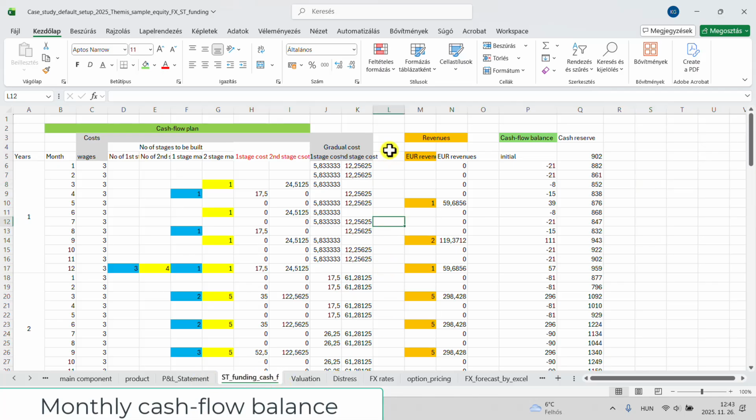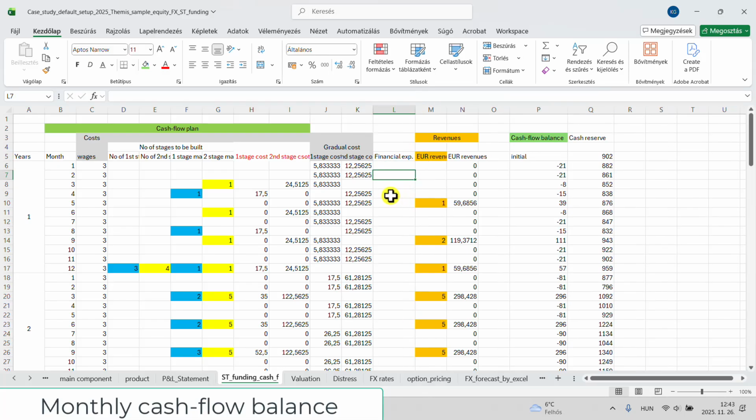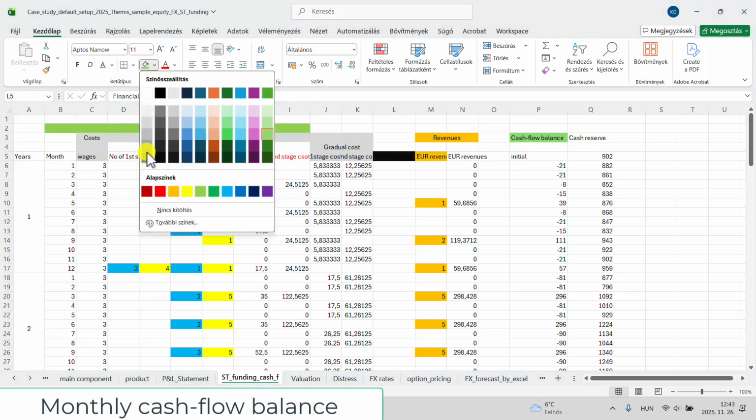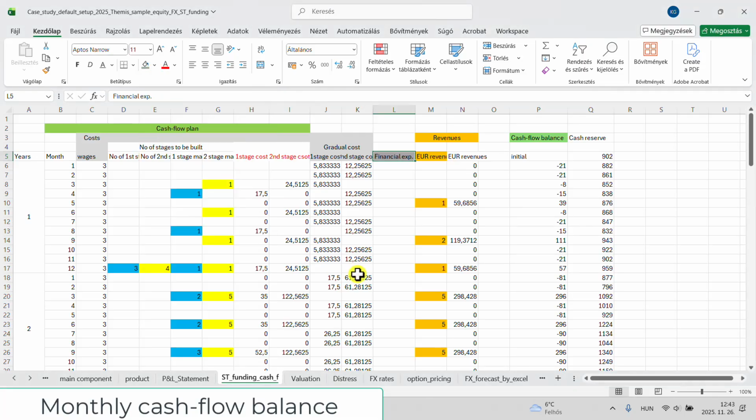So financial, so interest, altogether financial costs. Financial expenditures, so all the paid interests and so on. At the end of the year, we just have to announce this. Let's use a different gray for that one, because this happens only once in a year.